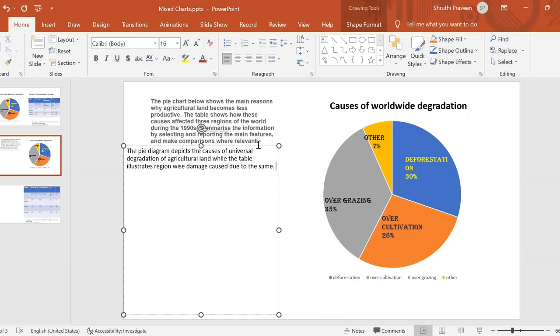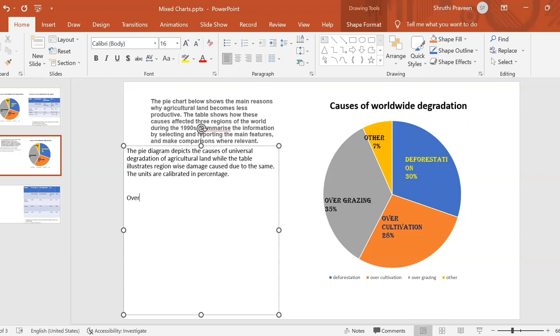Now, in your introduction, you can write about the units. The units are calibrated in percentage. So my introduction is done.